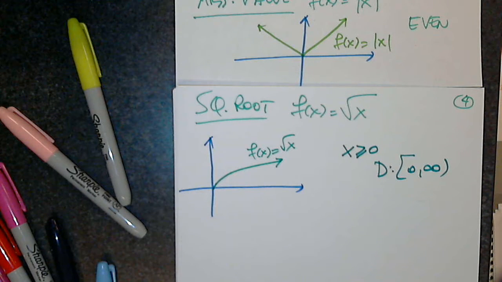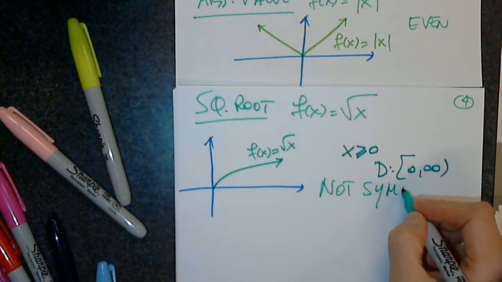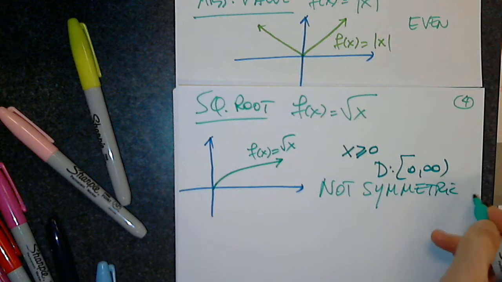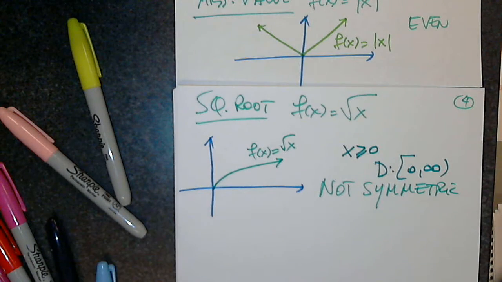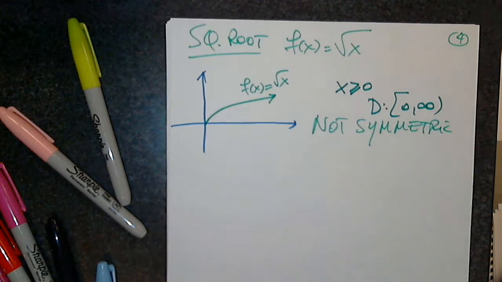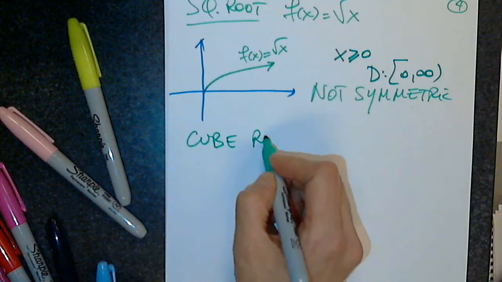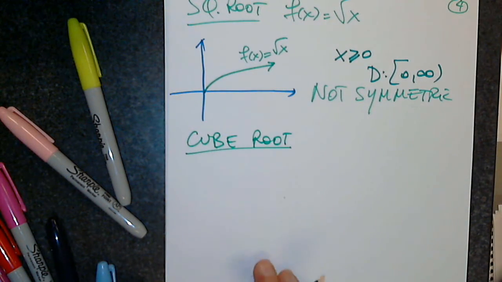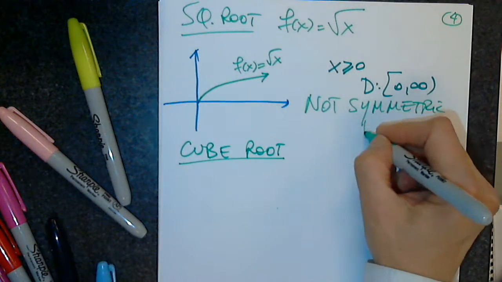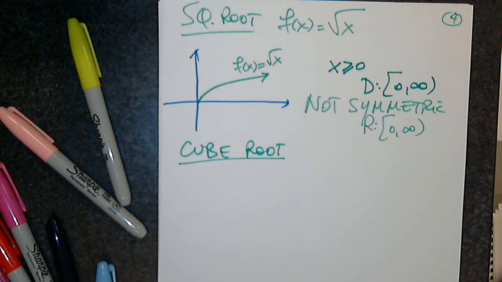Odd, even, or none of the above? Exactly. Or in other words, I will write not symmetric. That's what it means. Odd or even means symmetric, either with respect to the y-axis or with respect to the origin. What about the range? Do we worry about the range? No, not at this point, but if you want to edit here, the range is still 0 to infinity.